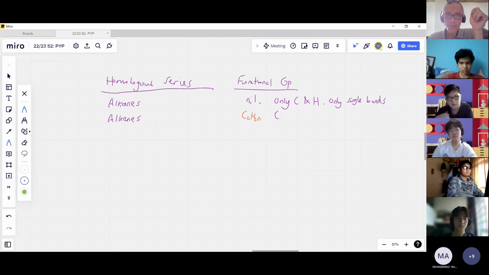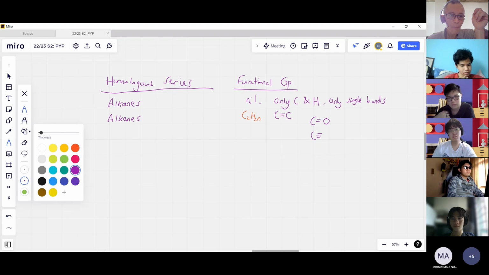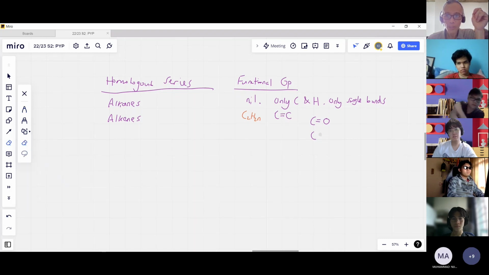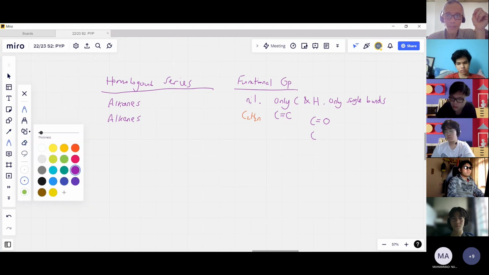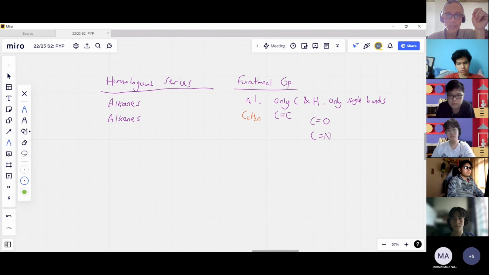Now, guys, can you be a bit specific? Make sure you write C double bond C. As I said before, there are other kinds of double bonds. You have C double bond O, and C triple bond, maybe this is not counted, but it can easily be a C double bond N as well. So to be specific, I'm referring to C double bond C for alkenes.